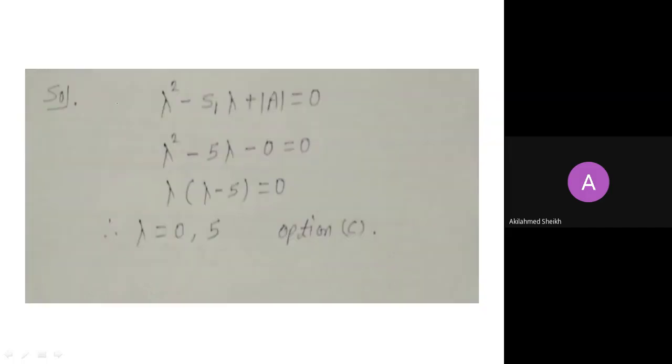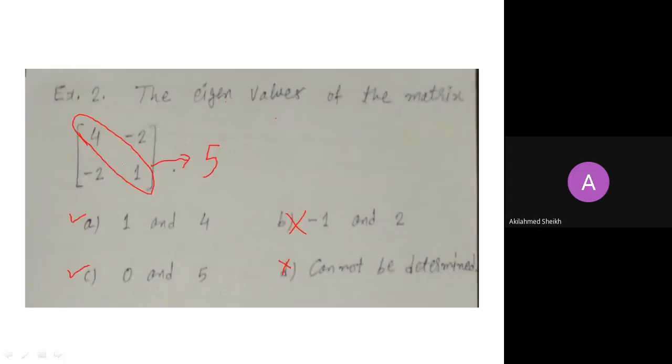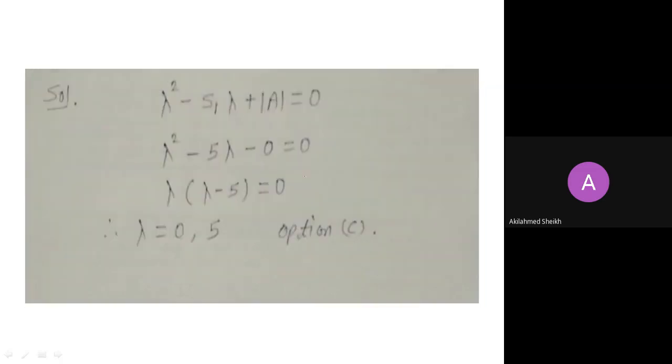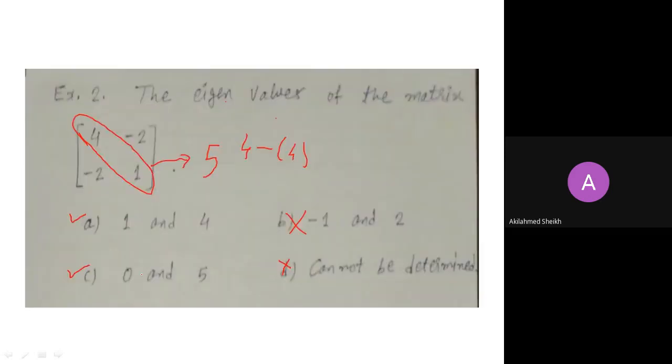So I just write here lambda square minus S1 lambda plus determinant of A equal to 0. So S1 is the sum of diagonal elements of A, which is 5. The determinant of A is 4 ones are 4, minus times minus 2 into minus 2 is plus 4. So we get 0. So it remains lambda square minus 5 lambda equal to 0. Taking lambda common from this equation, we get lambda times lambda minus 5 equal to 0. So we get lambda equal to 0 and 5. So option C is the correct option.